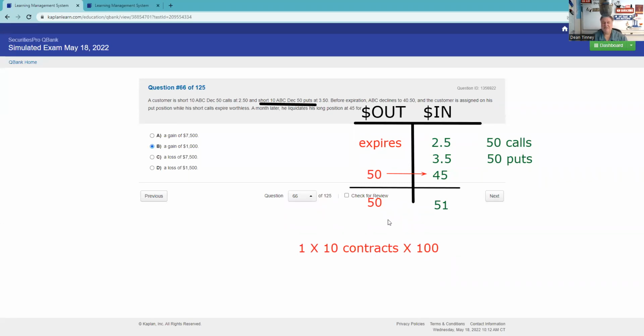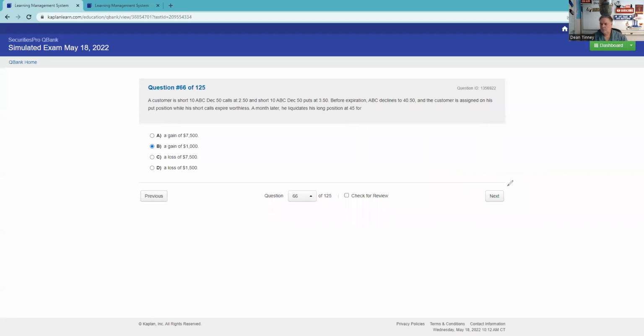I'll probably say that, and then we'll square this thing up and find out I missed it. How embarrassing is that going to be? Let's clean up the deck here.